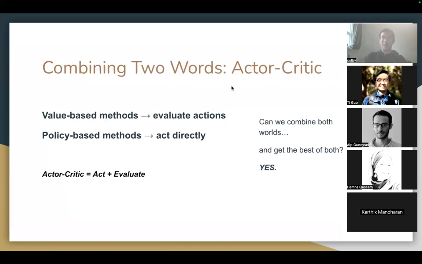And so now we can formally begin today's discussion. We are going to combine two words which we named actor-critic. Last week we talked about value-based methods. They are basically evaluating actions. And we discussed policy-based methods, which basically act directly. And the golden question is, can we combine both worlds and get the best of both? And the answer is a big yes. Actor-critic basically means act plus evaluate.